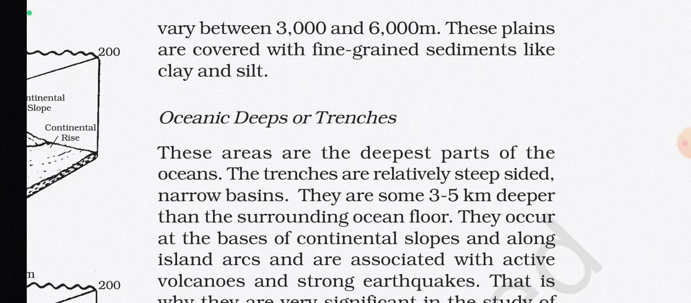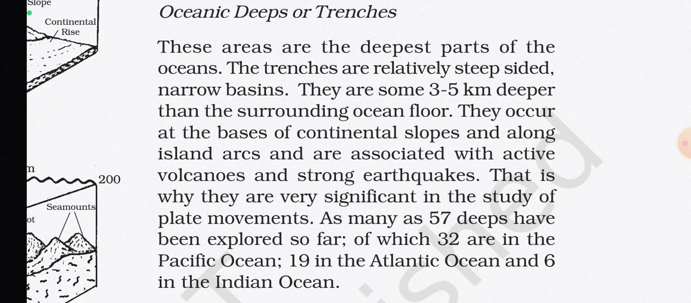Oceanic deeps or trenches. These areas are the deepest parts of the oceans. The trenches are relatively steep-sided, narrow basins. They are some 3 to 5 km deeper than the surrounding ocean floor. They occur at the base of continental slopes and along island arcs and are associated with active volcanoes and strong earthquakes. That is why they are very significant in the study of plate movements.